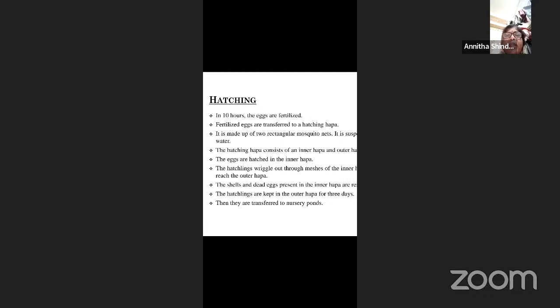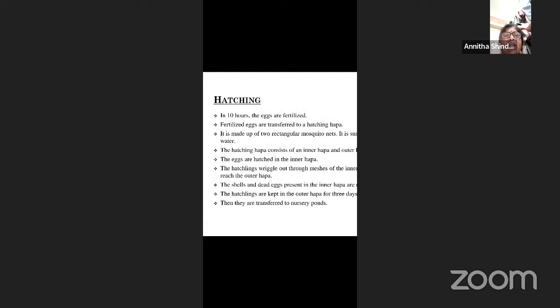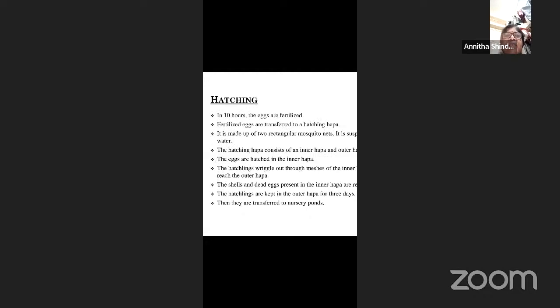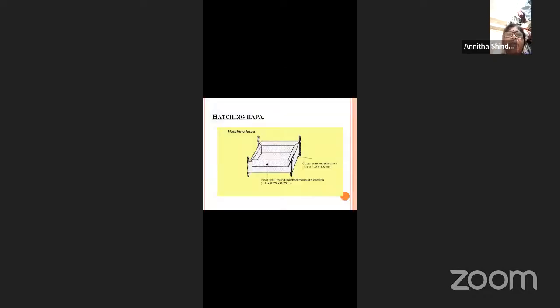It is made up of 2 rectangular mosquito nets, just now we have seen, no? It is also suspended in water, and the hatching hapa consists of an inner hapa and an outer hapa. The eggs will be hatched in the inner hapa and the hatchlings will come out through the meshes of the inner hapa and reach the outer hapa. The shells and the dead eggs will be present in the inner hapa. They are removed and the hatchlings will be kept in the outer hapa for 3 days. Then they are transferred to the nursery farm. So this is the hatching hapa.